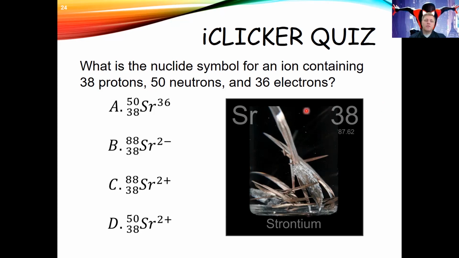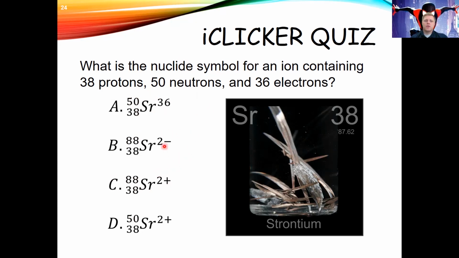All right, so the elemental symbol should be Sr for each of these, and we notice that it is. You should have 38 protons in each of these. The protons are the bottom left number. Yep, each of these has 38 protons in the bottom left. We need to have 50 neutrons. So on the top left, we have 50, 88, 88, and 50. So is that number supposed to be 88 or 50? Well, we have 50 neutrons, but this isn't the number of neutrons. This should be the number of neutrons and protons added together. So it should be 88. So we know it's either B or C at this point.